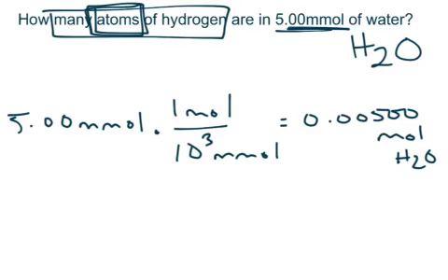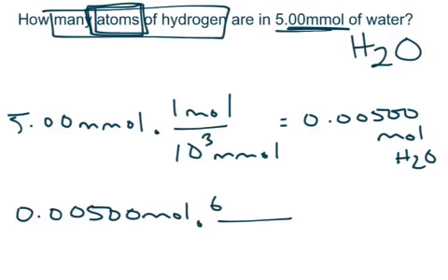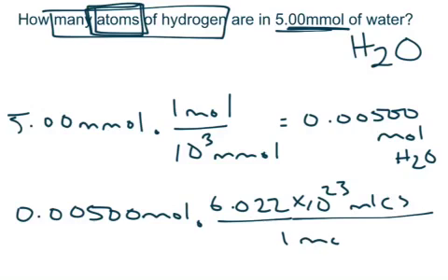The next step, we're working our way towards this unit. Atoms is a particle word, which means the mass of them does not matter. It's the number of them we're looking for. So we're going to take the 0.00500 moles, and you would multiply by Avogadro's number, 6.02 times 10 to the 23rd molecules in 1 mole. And the answer to that is 3.01, that's 3 sig figs, times 10 to the 21st.